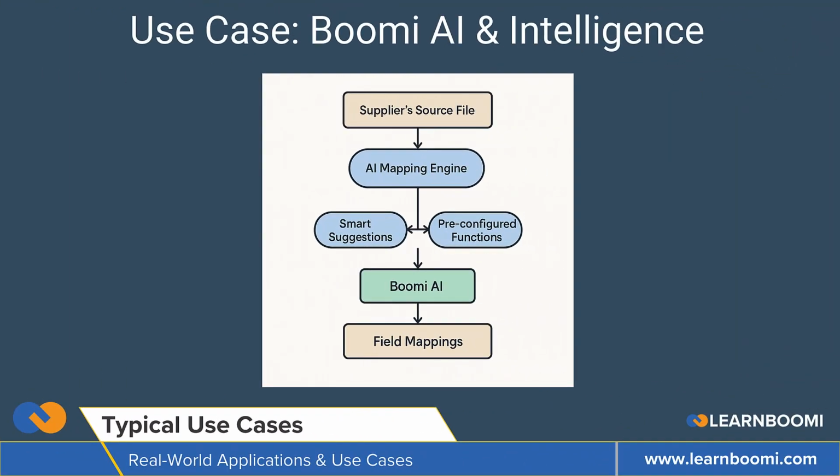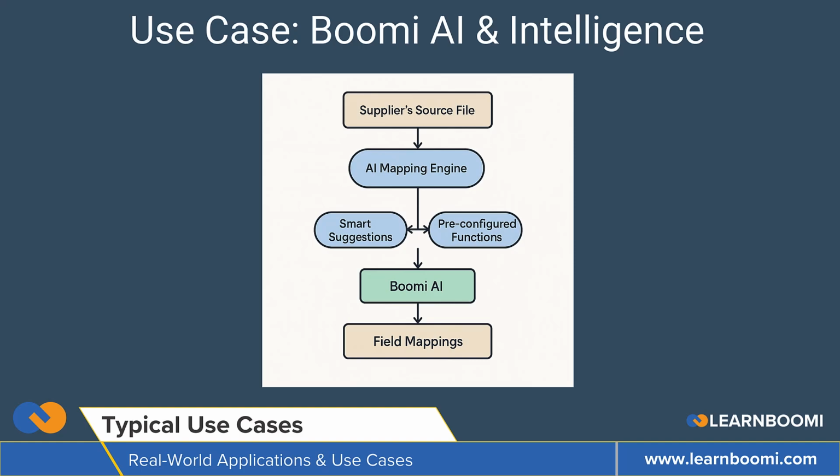Next use case, let's look at it from a Boomi AI and intelligence perspective. Here's the scenario: accelerating data mapping using AI for new supplier onboarding. Let's look at the business problem statement. When a company onboards new suppliers, each supplier sends product catalogs in different formats, let's say Excel, XML, JSON, or CSV. And mapping these formats manually takes days or weeks. Integration consultants must understand each field, complex structures, business rules, and data transformation.